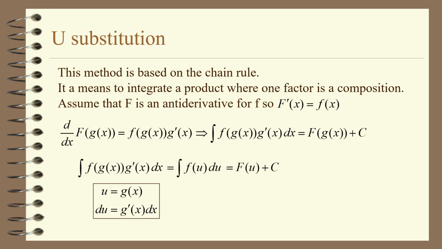But then we know the antiderivative of little f. It's capital F, and we just don't change the inside. It's u. That's the answer. I mean, that's the answer in terms of u. We wanted the answer in terms of x. So we'll just put the u back with what it's equal to. So we get the answer, capital F of g of x plus c. The same answer we had before.